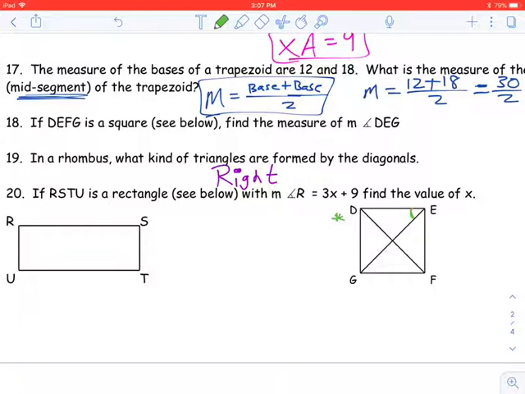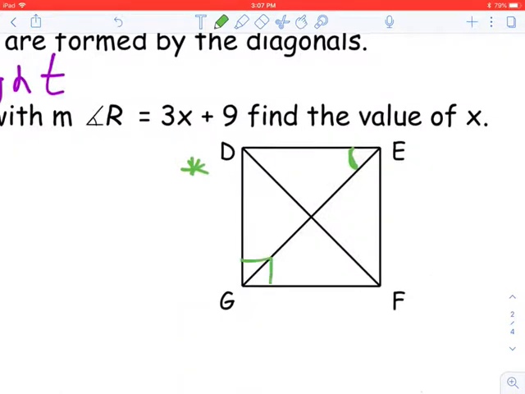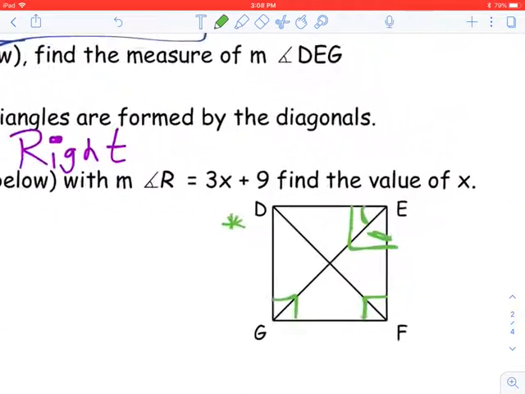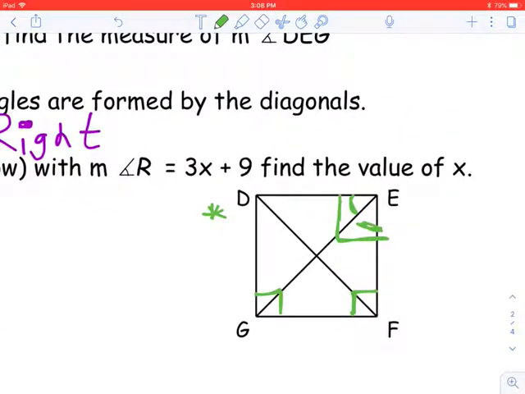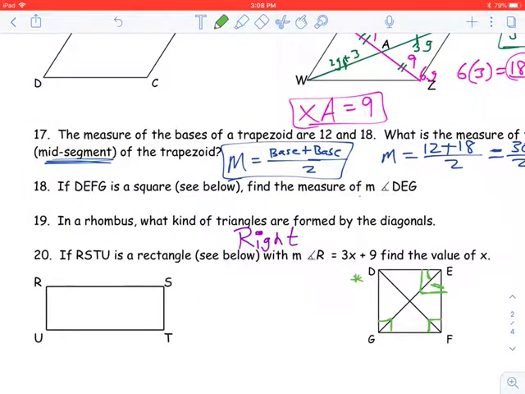Okay. Now, they don't tell us anything about this figure, but since it's a square, I know right away all of these are 90 degrees, and since it's a rhombus also, every angle is split into 2. So if this is a 90-degree angle, DEF, and it's split in 2, that's going to be 45 and 45. Okay? So the measure of angle DEG is 45 degrees.